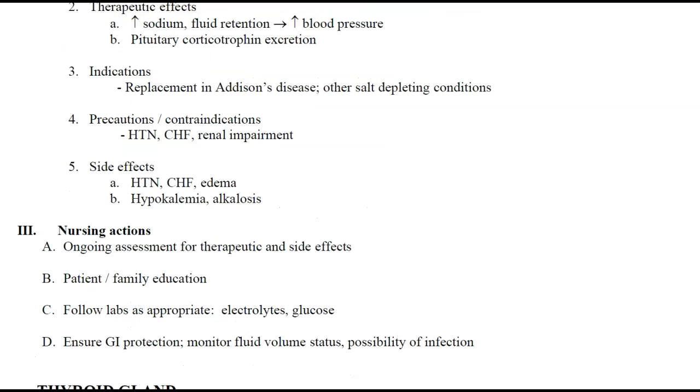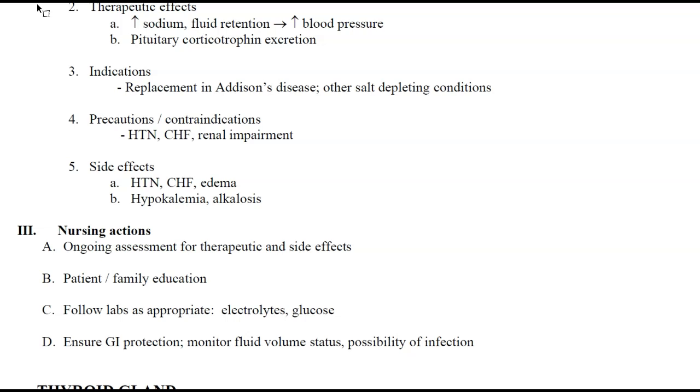Nursing actions include ongoing assessment for both therapeutic effects and side effects, definitely patient and family education, and follow-up labs when needed, especially electrolytes and glucose, since these hormones can affect electrolytes and our sugar levels, as well as ensuring GI protection, especially considering the corticosteroids can cause GI ulceration. So in that case, we may need to consider giving medications to protect the gut.